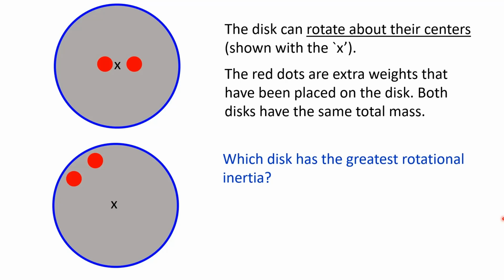Well, let's go through our 2 primary factors. First was mass, but these have the same total mass, so that can't distinguish between the 2 of them. So the second factor was how the mass is distributed, and the bottom one has mass that's located further away from the rotational axis than the top one, so definitely the bottom one has the greatest rotational inertia.